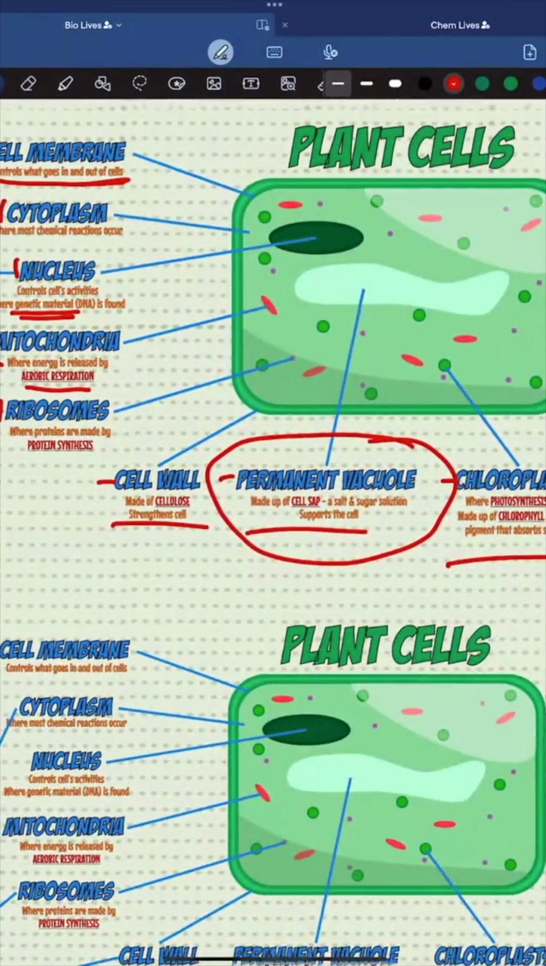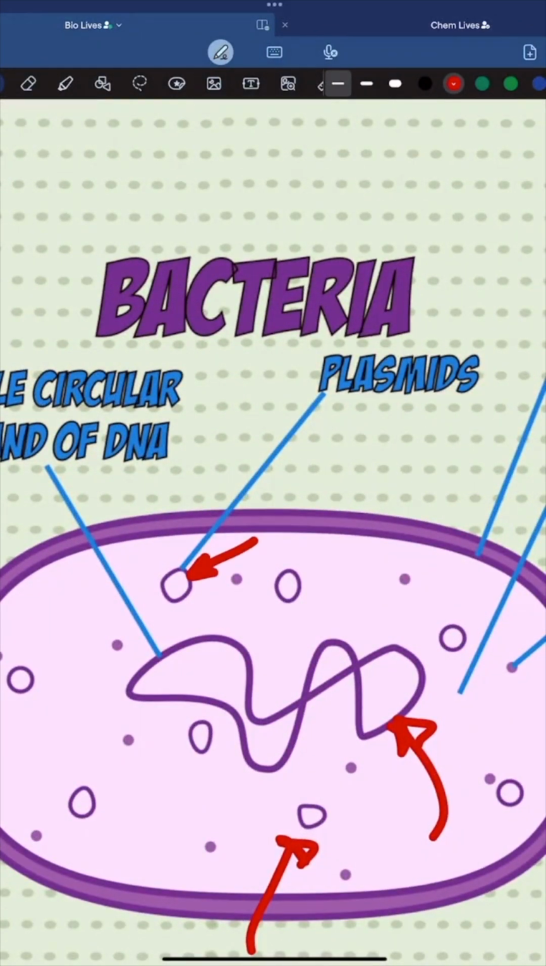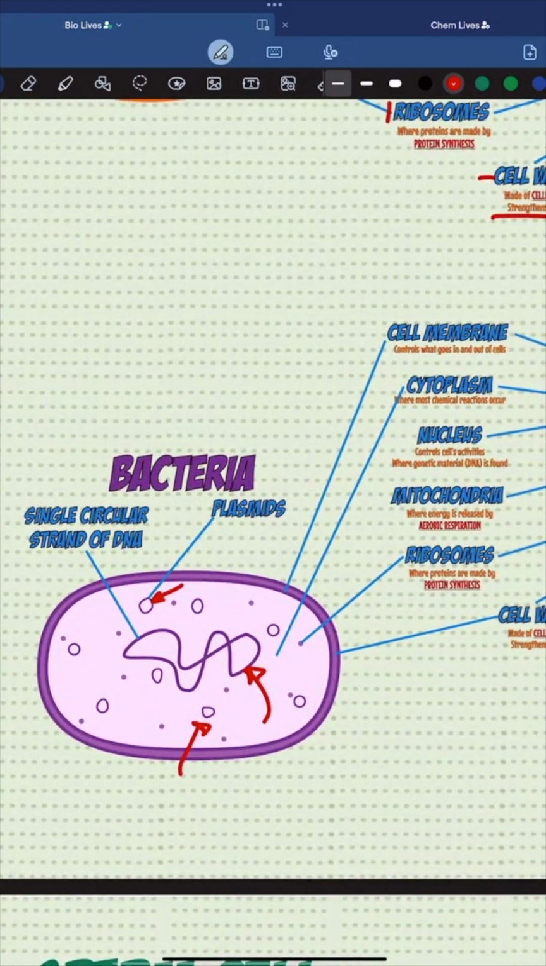Next one, permanent vacuole. Which one of these have a permanent vacuole? We have mentioned this already today. That would be a plant cell. Yes, well done. And finally, plasmids, prokaryotic cells. I said that earlier. Bacteria cells have plasmids. Those are the little rings that they have. Let me show you these little rings here. They're just loops of DNA that they have.